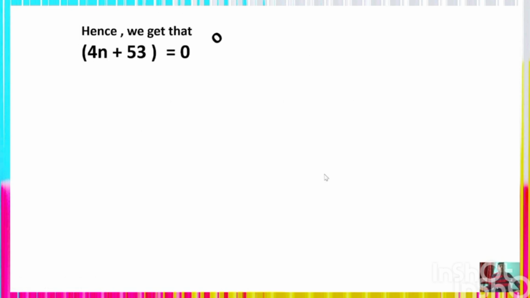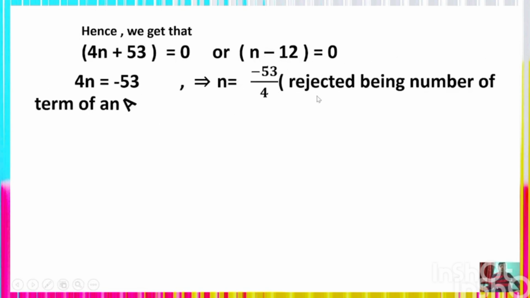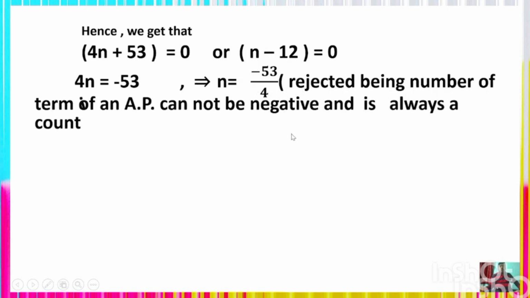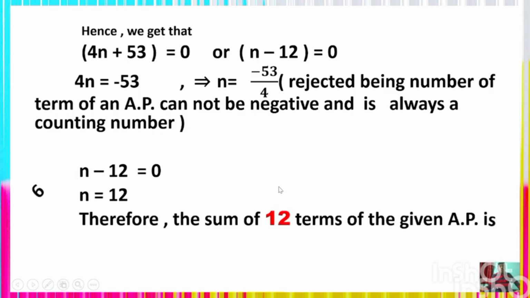Hence we get that 4n plus 53 is equal to 0, or n minus 12 is equal to 0. Then 4n is equal to minus 53 and n is equal to minus 53 by 4, which is rejected, as the number of terms of the AP cannot be negative and is always a counting number. Hence n minus 12 is equal to 0, or n is equal to 12, which is a natural number. Thus we got that the sum of 12 terms of the given AP is 636.